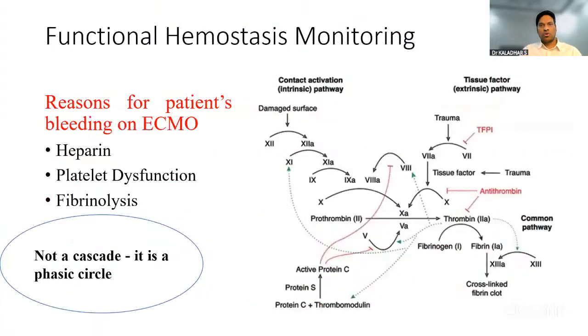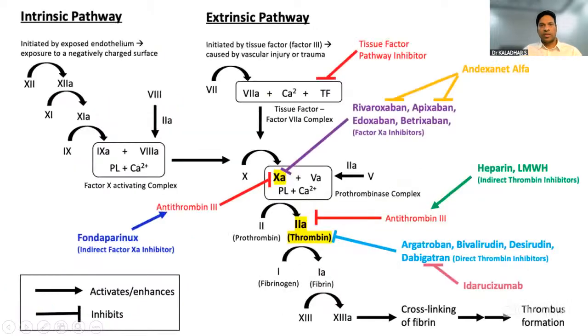When we think of the coagulation cascade, I can say it is not a cascade, rather it is a phase circle. Everything can happen simultaneously. An imbalance between platelet dysfunction, fibrinolysis and antifibrinolysis can happen, because of which the tendency towards bleeding and thrombosis can be there. If you look at this figure, both the intrinsic pathway and extrinsic pathway are depicted in this picture.